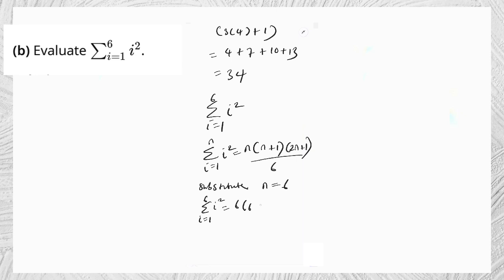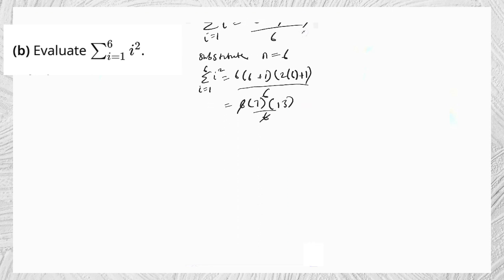Once you substitute 6, you are going to have 6 times 6 plus 1 times 2 times 6 plus 1 divided by 6. And 6 plus 1 will give you 7, and 2 times 6 will give you 12. 12 plus 1 will give you 13, and we know 6 can cancel out 6. So you are going to be left with 7 times 13, and 7 times 13 will give you 91.